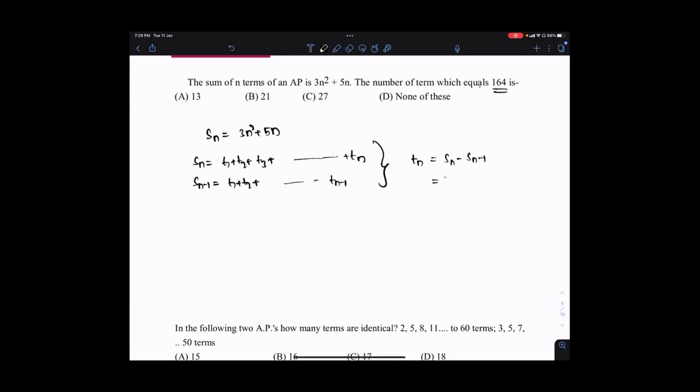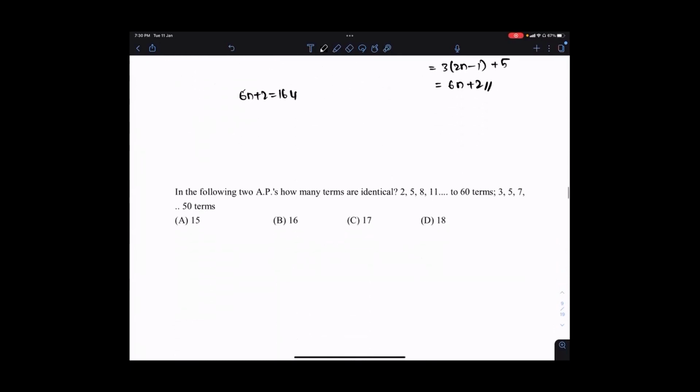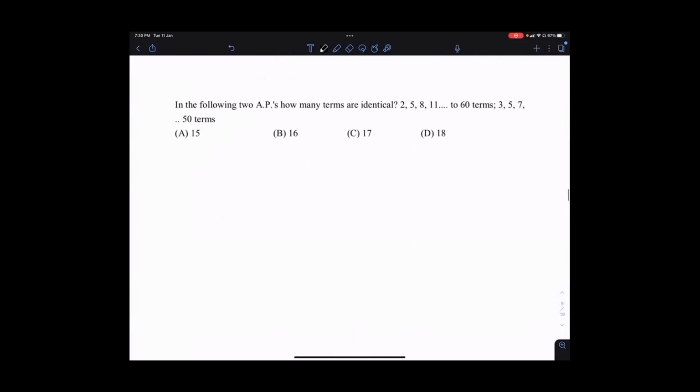So what is the sum of first n terms? 3n square plus 5n. What is the sum of first n minus 1 terms? 3 times n minus 1 whole square plus 5 times n minus 1. So 3 times n square minus 2n plus 1, minus 5 times 1 plus 5n. If you simplify, you'll get 6n plus 2. So this is the nth term. They are saying which term is 164, so 6n plus 2 is equal to 164. We'll get that.